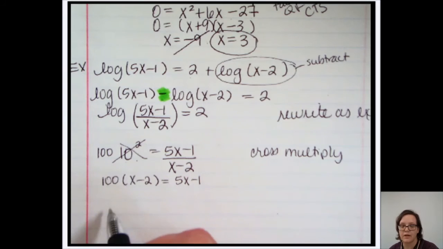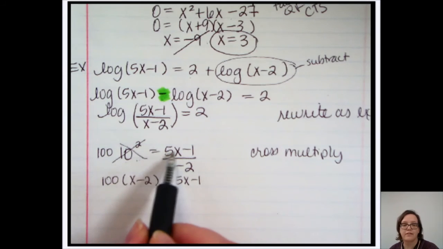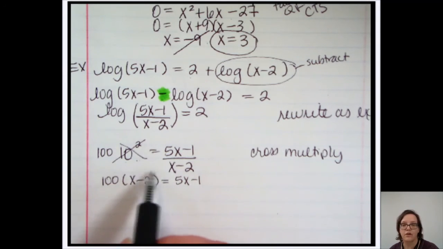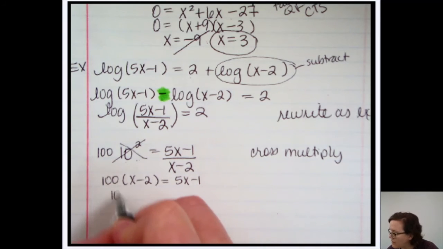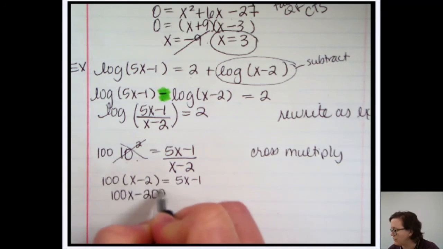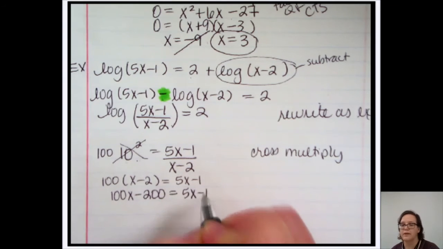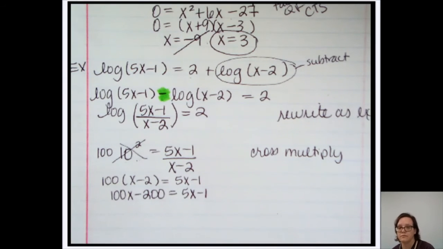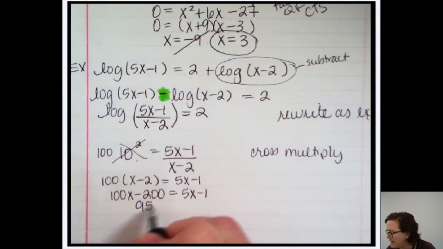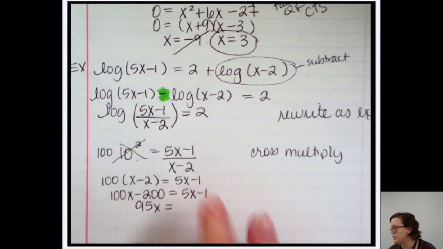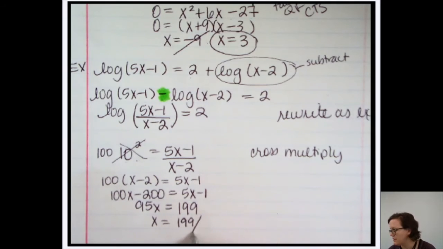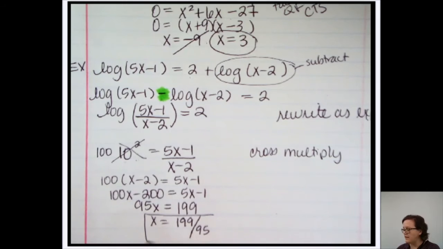is just 1. So when you get to this point and you have x's on top and x's on bottom, all you have to do is cross multiply. So we get 100x minus 200 equals 5x minus 1. Get x's on one side, numbers on the other. So here we get 95x. And if we add 200 to a negative 1, we get 199. And then our final step would be to divide. So we get 199 over 95.